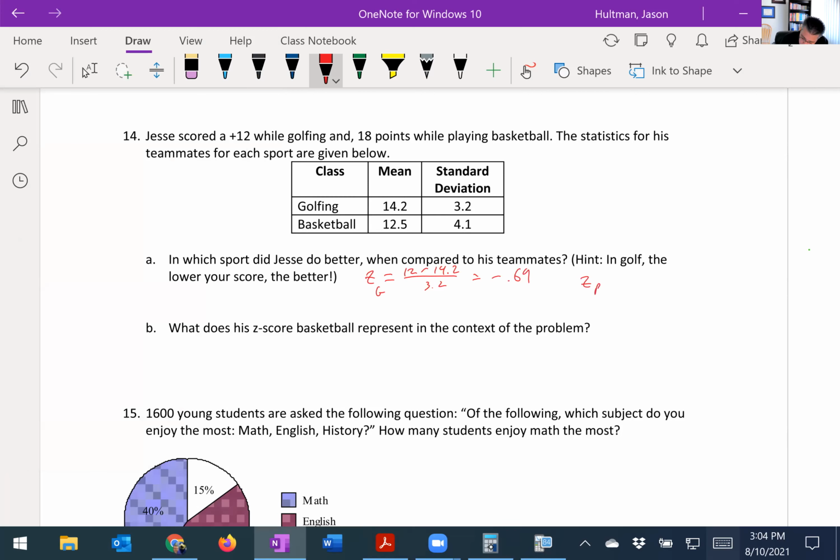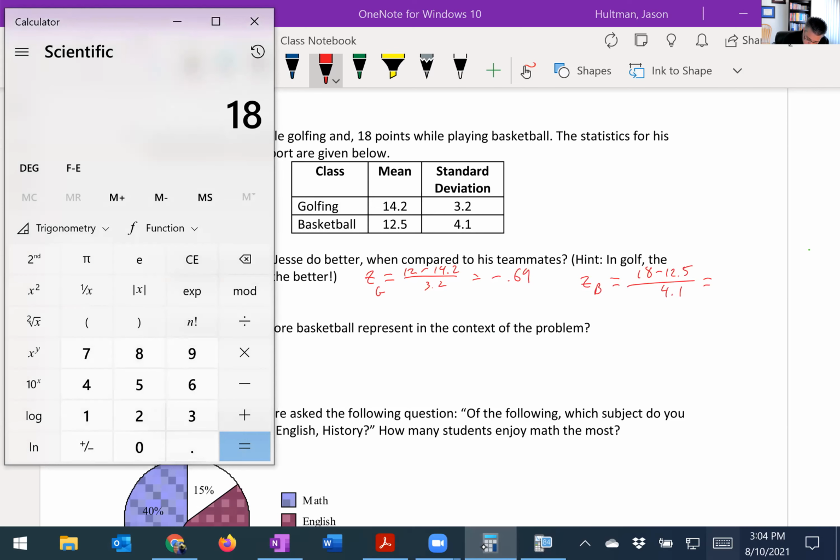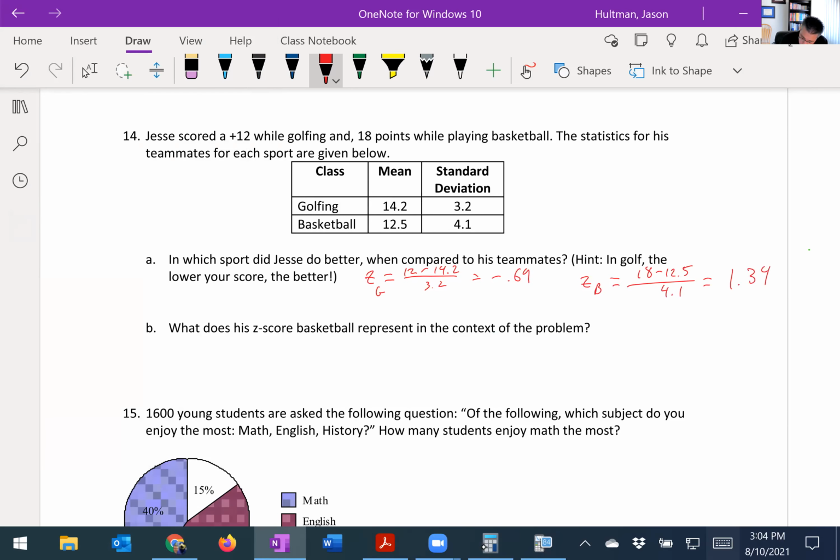Okay, so the z-score for basketball is going to be her score, which is 18 points, minus 12.5, over the standard deviation of 4.1. Let's calculate that z-score. 18 minus 12.5 is 5.5, divided by 4.1 is 1.34.